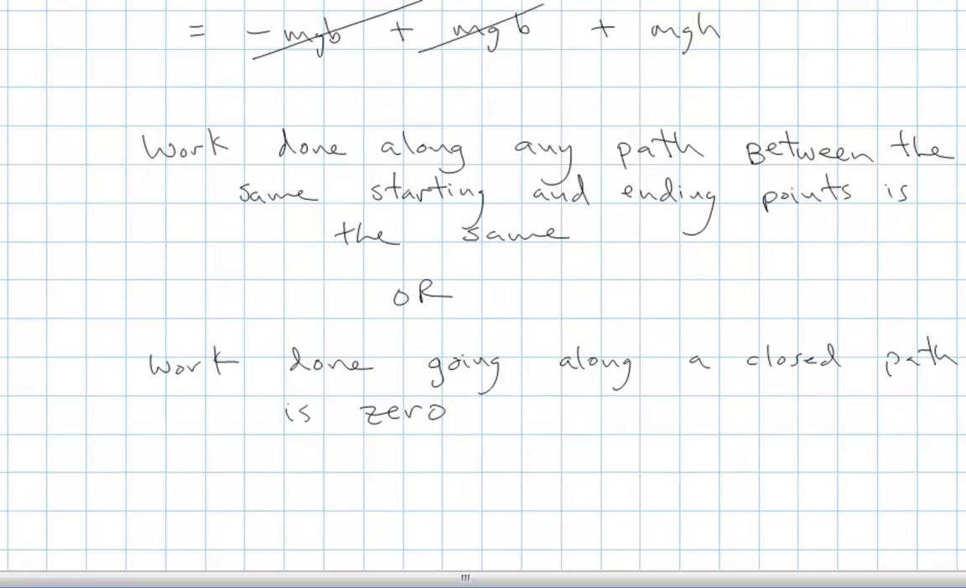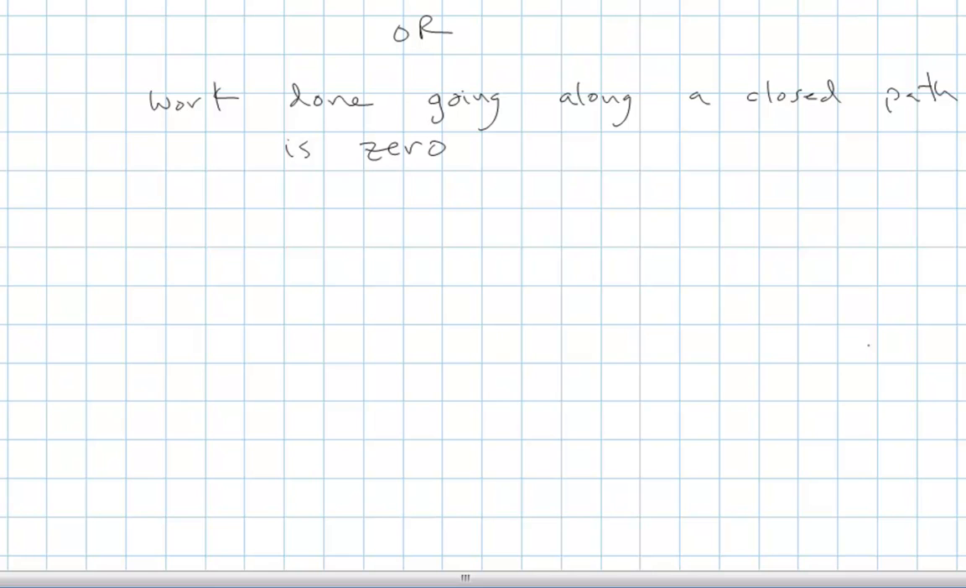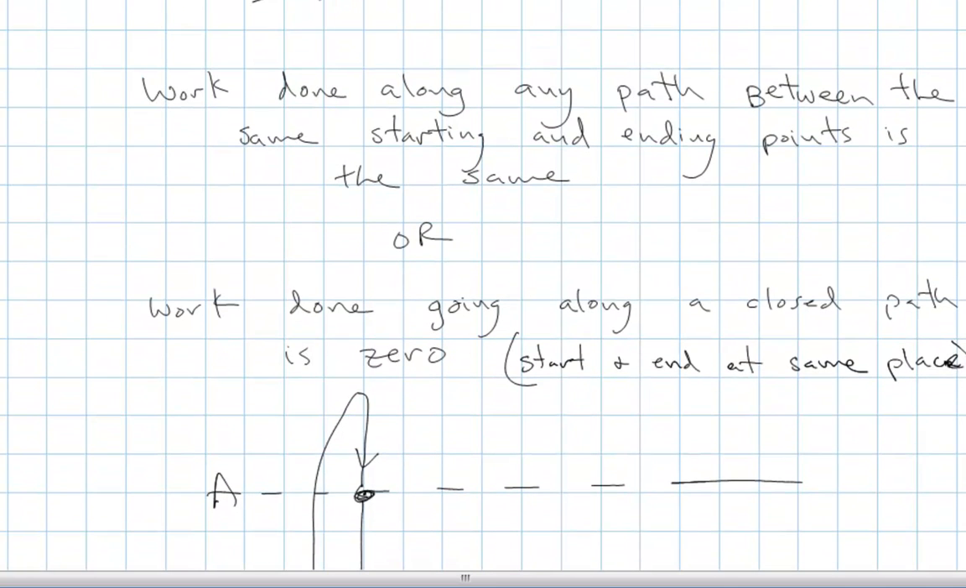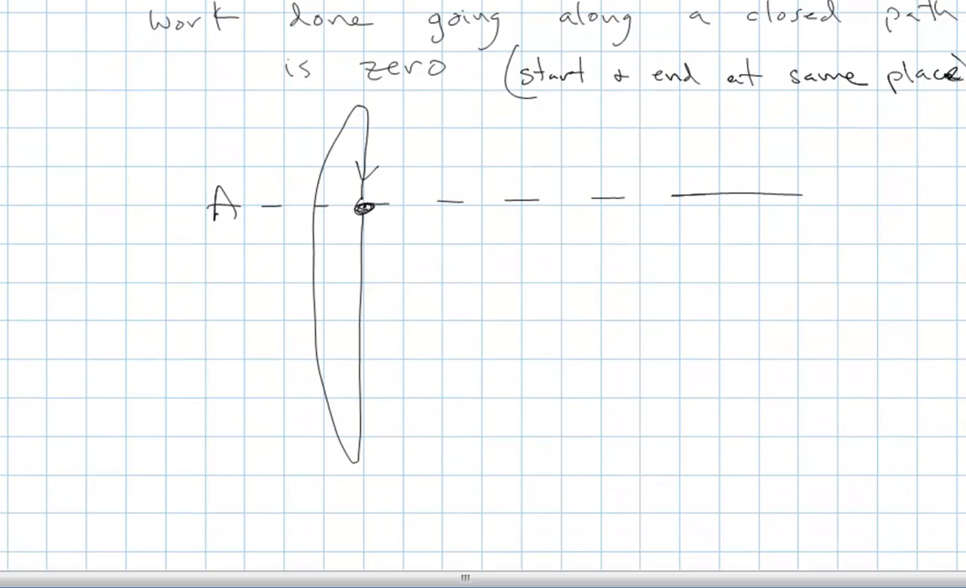Another definition is that going along a closed path, in other words, we start at A, and instead of going to B, we end up back where we started. That's a closed path. And the work done along any closed path is 0. So we start and end in the same place. And those two definitions are identical. Pick whichever one you like. They're saying the same thing.